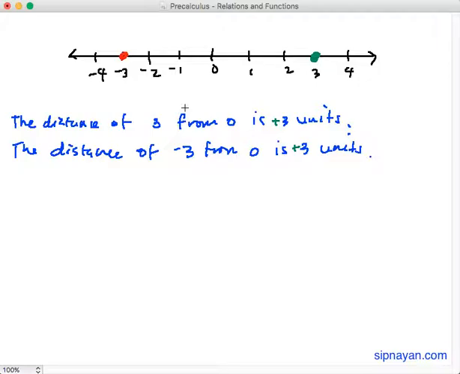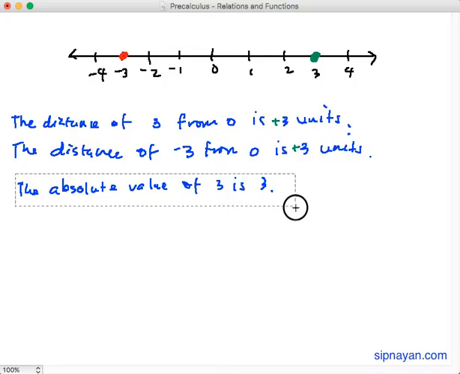So, yan yung definition ng absolute value. Pag sinabi natin absolute value, it's actually the distance from 0. So, another way of saying the distance of 3 from 0 is 3 units is to say that the absolute value of 3 is 3. This is the same as saying that the distance of 3 from 0 is 3 units.